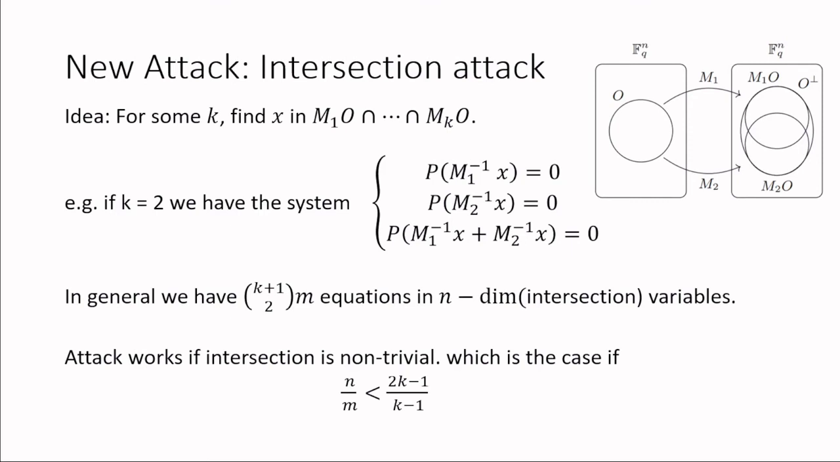Right. But the attack will only work if this intersection is non-trivial, of course. And yeah, if you do the analysis, then it turns out that this intersection is guaranteed to be non-trivial if this holds. So it really depends on this ratio of n over m. And yeah, the smaller this ratio is, the closer to 2 it is, the larger k can be. And if k is larger, then we get more equations in the same number of variables. So this will make solving the system much easier. Right, so this means that the closer n over m is to 2, the more efficient the attack will be.